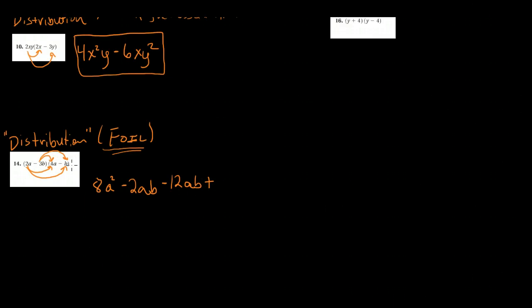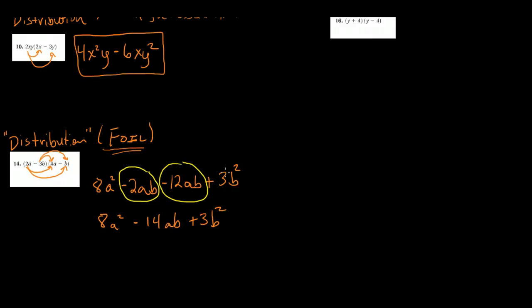3b times negative b is a positive 3b squared. And notice that in the middle I have like terms here, a negative 2ab and a negative 12ab. So what do we do with like terms? Well, with like terms we have to combine them. So 8a squared. If I owe $2 and I borrow 12 more dollars, I now owe 14 of those ab dollars, and then plus 3b squared.